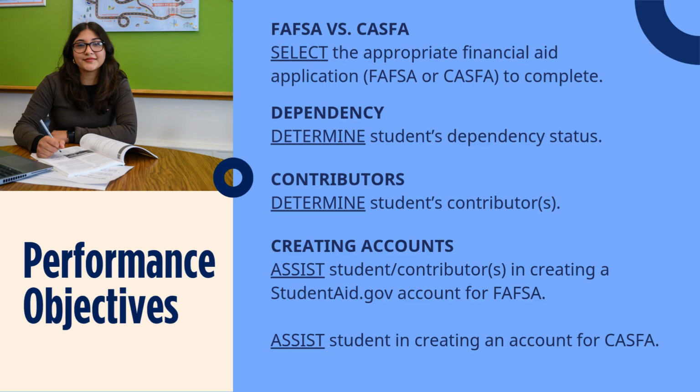Here are the performance objectives that we're going to be working towards today. By the end of our time together, you will be able to support students to select the appropriate financial aid application, either FAFSA or CASFA. You will be able to determine what the student's expected dependency status is. You will support students to identify who their contributors will be for financial aid applications. You'll know how to assist students or contributors in creating a studentaid.gov account for the FAFSA, and you'll also be prepared to assist students to create their accounts for CASFA.